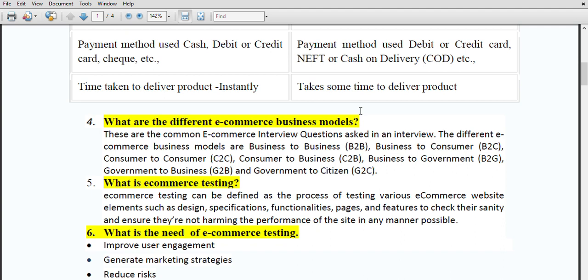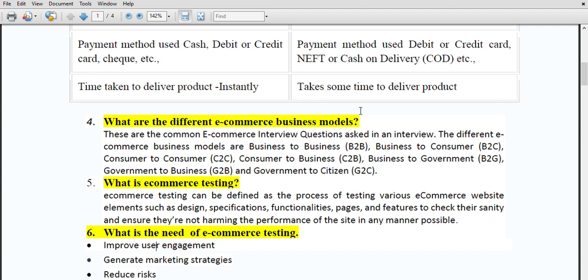Then the next question is, what is e-commerce testing? As the name suggests, we are testing the e-commerce website. E-commerce testing can be defined as the process of testing the various e-commerce websites, such as to test the elements of that particular website like design, specification, functionality, pages, features, to check their sanity and ensure they are not harming the performance of the site in any possible manner.